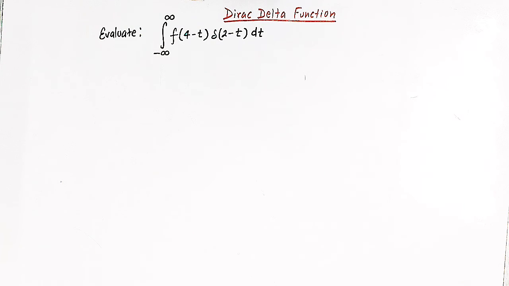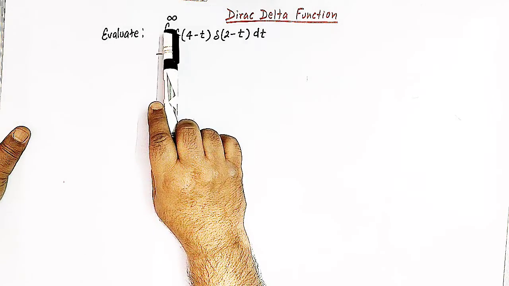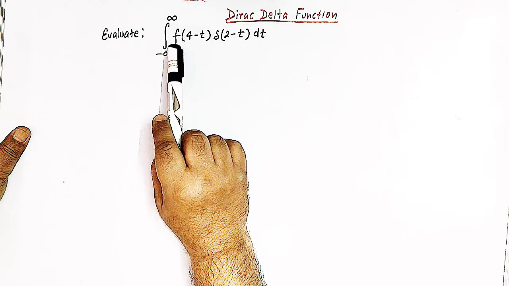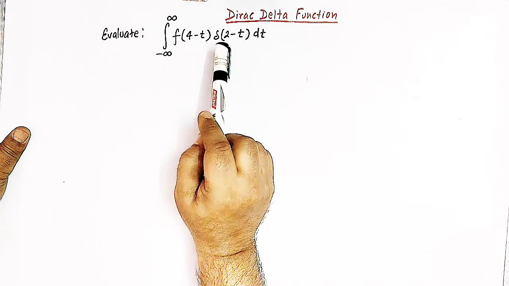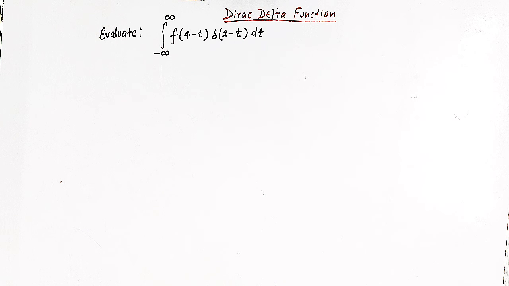Hello viewers, in today's session we are going to discuss another important and very conceptual problem from the Dirac delta function, right? In this session we are going to evaluate this integral from minus infinity to infinity, where we have a function f of 4 minus t and the Dirac delta function delta of 2 minus t dt, right? So here we'll see how we can evaluate this integral with the help of the concept of the Dirac delta function. So let us start.